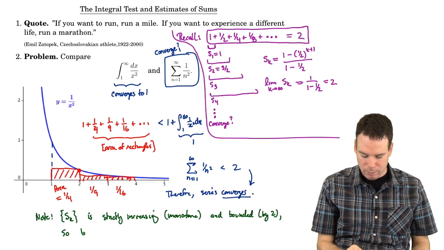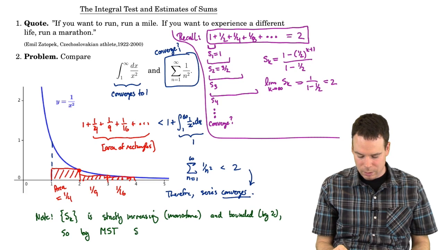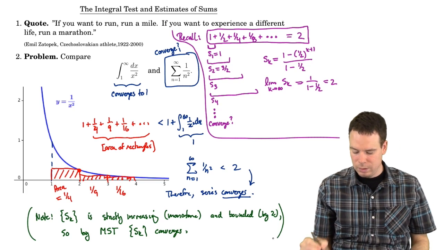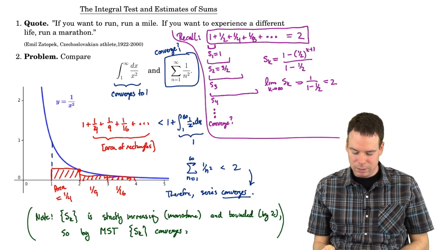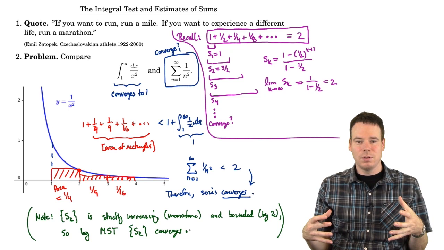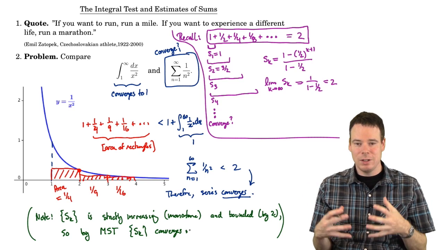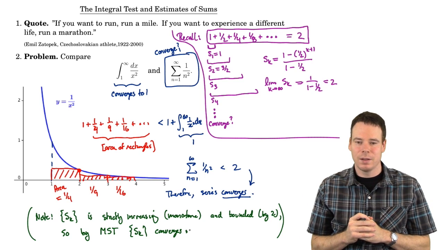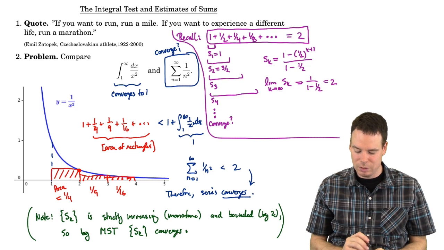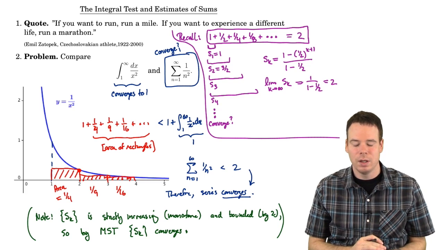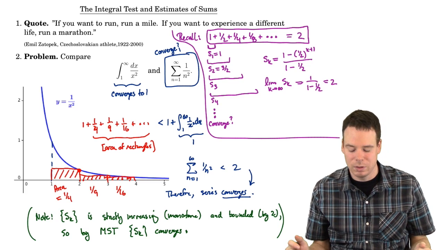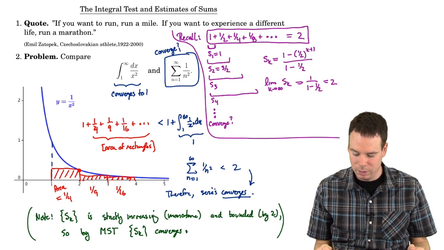So, by the monotone sequence theorem, this sequence S sub k converges. And that's exactly what we need in order to conclude that the series converges. Convergence of the series is explicitly defined in terms of the convergence of the sequence of partial sums. So we have the sequence of partial sums converges, therefore the series converges. So we're using the monotone sequence theorem in the background here, is really the point.